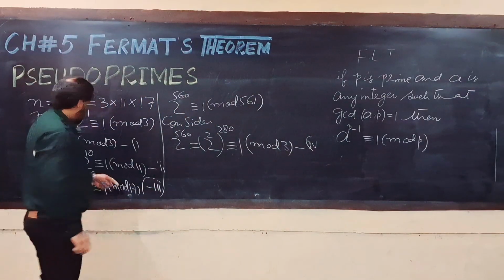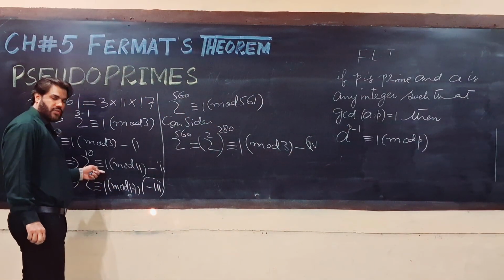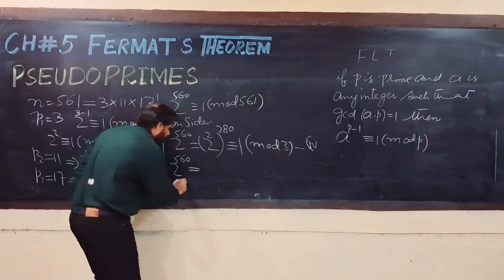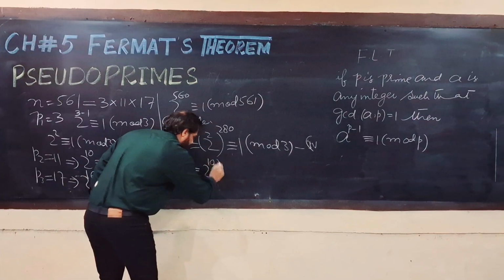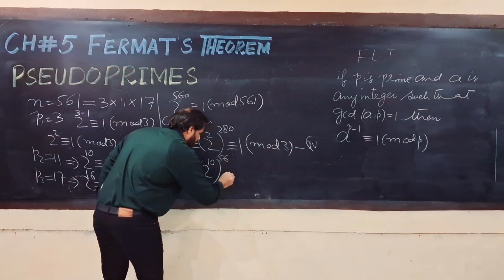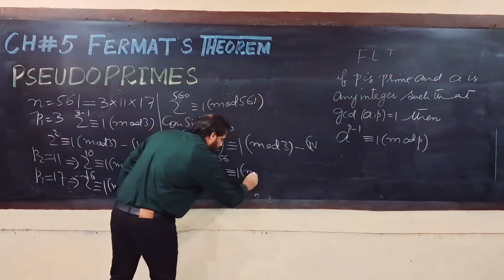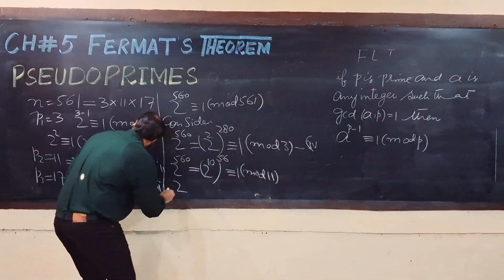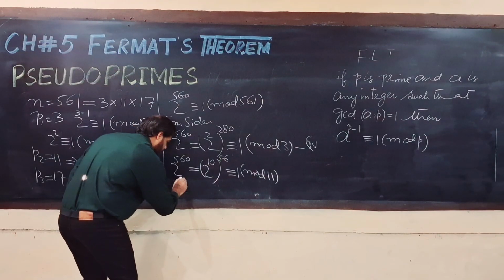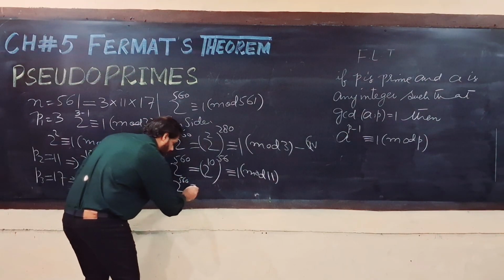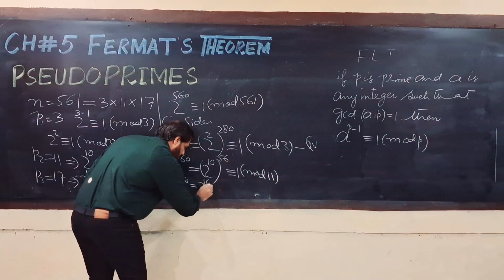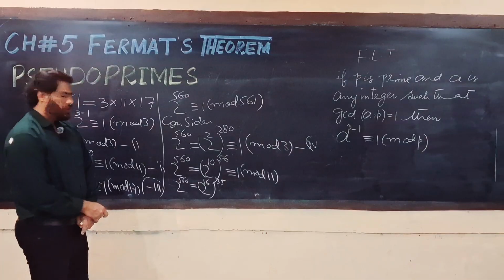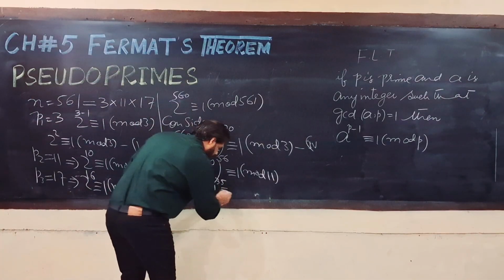Next, again using the second congruence, in which we have 2 raised to power 10, we can write 2 raised to power 560 as 2 raised to power 10 whole power 56, and this is again congruent to 1 modulo 11. Lastly, 2 raised to power 560 is equal to 2 raised to power 16 whole power 35, since 35 into 16 is 560. This is congruent to 1 modulo 17.